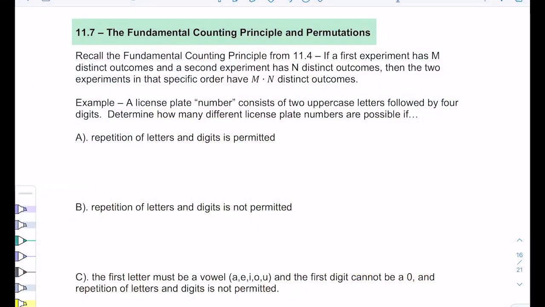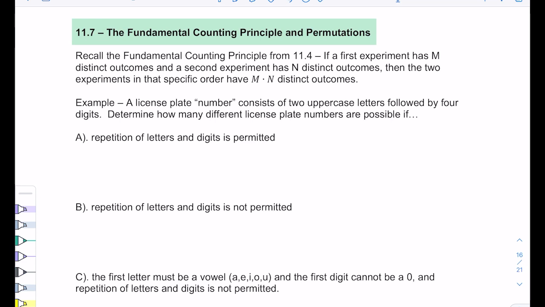Hi everyone, today we're going to start 11.7, which stems from the fundamental counting principle, but we're going to talk specifically about something called permutations. If you'll remember, the counting principle is when you have two different experiments, we'll call them M and N, and as long as they have distinct outcomes, if you want to find the total number of outcomes, you would just multiply m times n.